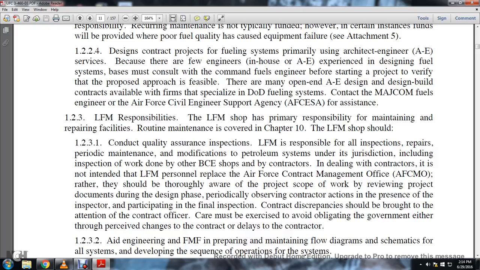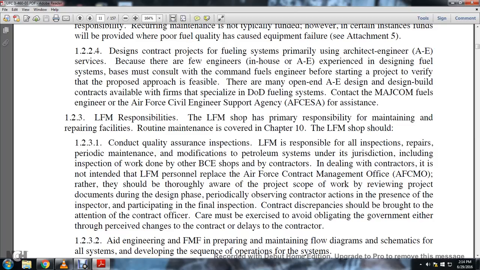1.2.3 Liquid Fuel Management, LFM, responsibilities. The Liquid Fuel Management shop has primary responsibility for maintaining and repairing the facility. Routine maintenance is covered in Chapter 10. The LFM shop should conduct quality assurance. Liquid Fuel Management is responsible for all inspections, repairs, periodic maintenance, and modification of petroleum systems under its jurisdiction, including inspection of work done by base civil engineering shops and by contractors.